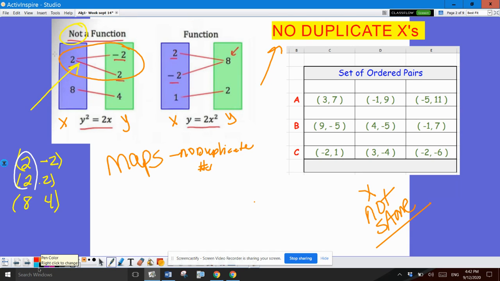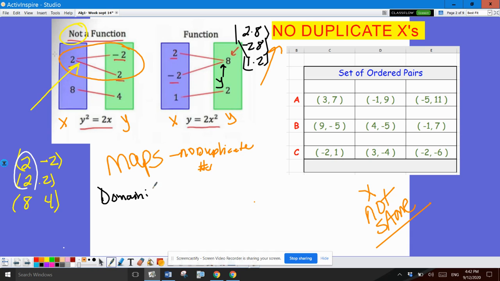Now let's take a look at the one to the right. The one to the right has no duplicate x's, but it does have duplicate y's. So that ordered pair, we've got 2, 8, -2, 8, and 1, 2. It doesn't matter that the duplicates are here. That doesn't matter because those are the y's.